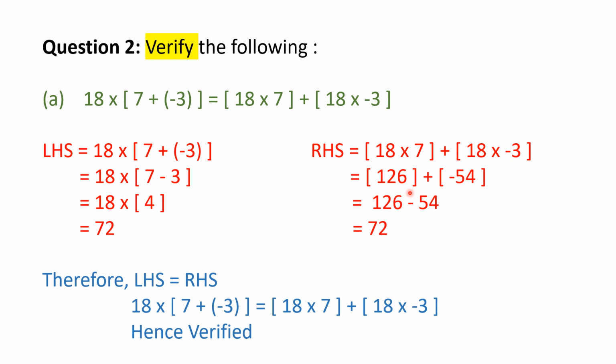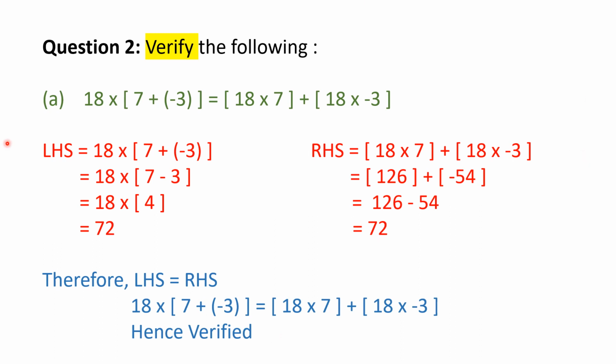126 minus 54. Now after that, 126 minus 54 is 72 again, right? So on both sides I get the answer 72. That means I can say left hand side equal to right hand side. So when I solve this side also, I get 72. So that's why both are equal and therefore it is verified. So hence verified. So let me explain it once more.